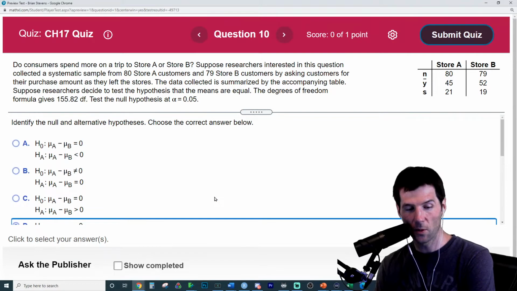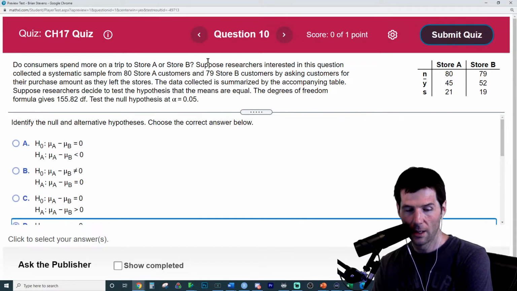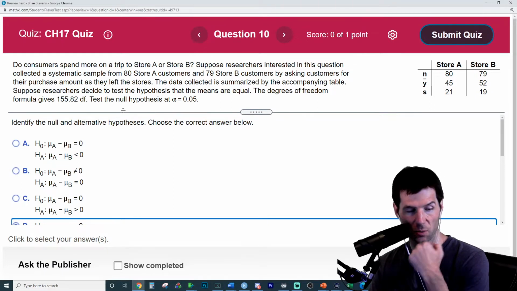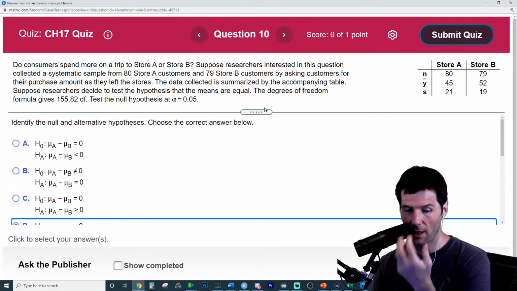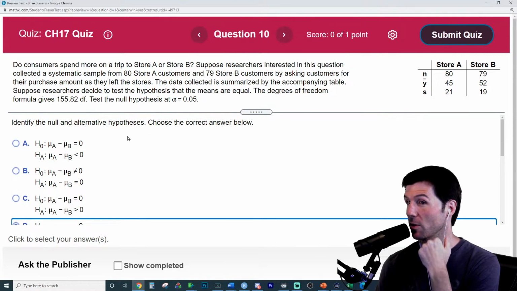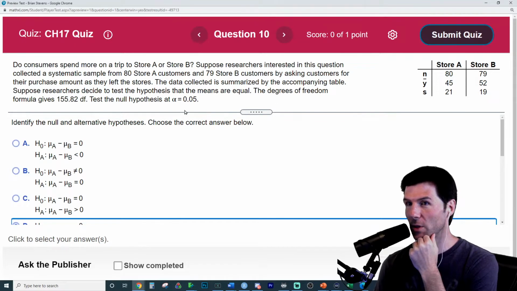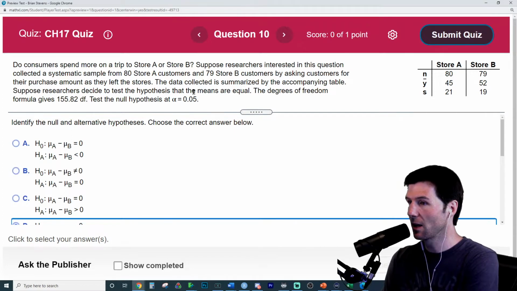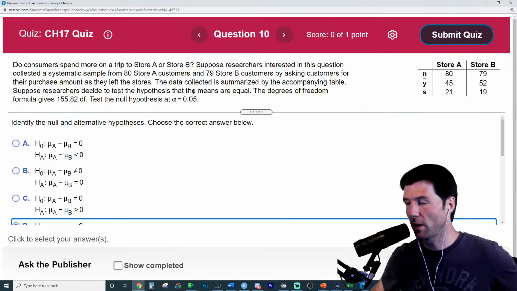So do customers spend more on trips to store A or store B? Suppose researchers are interested in this question, collected a systematic sample from 80 stores in A and 79 stores in B. There's the sample sizes. Customers by asking customers for the amount of their purchase at the stores. The data collected is summarized by the accompanying table. Suppose researchers decide to test the hypothesis that the means are equal. So what should be the alternative then? The degrees of freedom formula gives this many degrees of freedom. Test the null hypothesis with an alpha level of 0.05. More on that in a second.